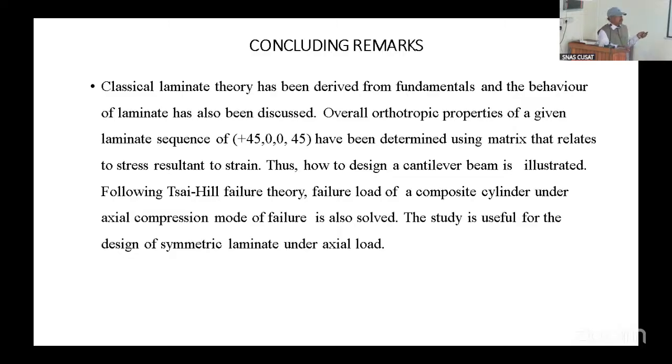So the conclusion is, classical laminate theory has been derived from fundamentals and the behavior of laminates has been discussed. The overall orthotropic property of a given laminate sequence has been determined using the matrix that relates stress and strain. Thus, how to design a cantilever beam is illustrated. Following Tsai-Hill theory, the failure load of a composite cylinder under axial mode is solved. The study is useful for the design of symmetric laminates.